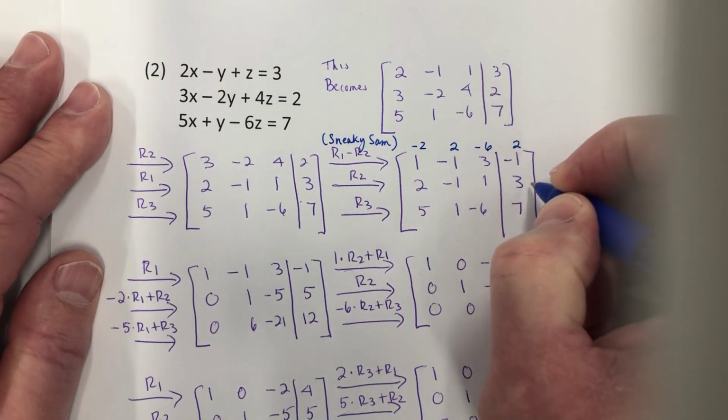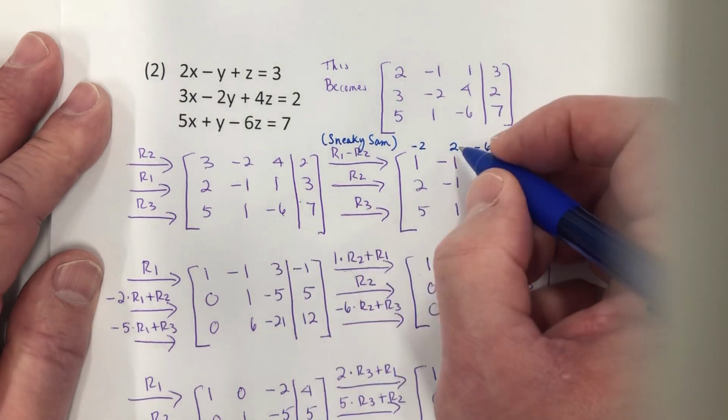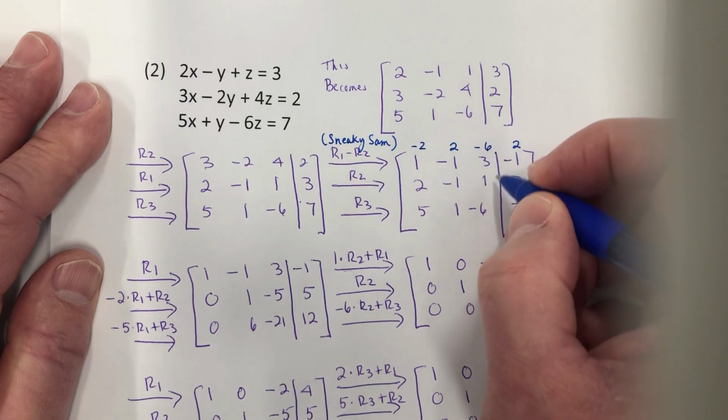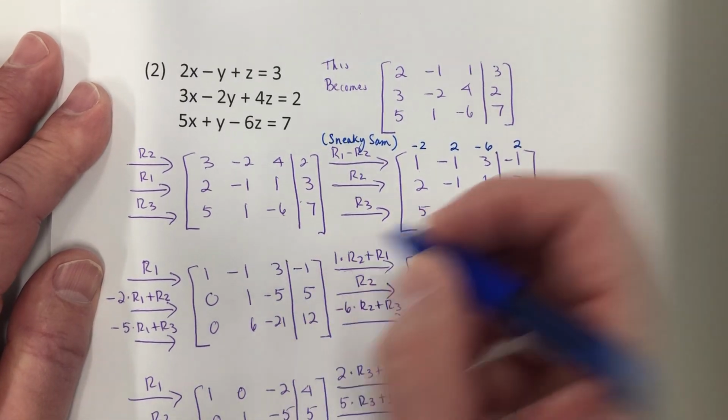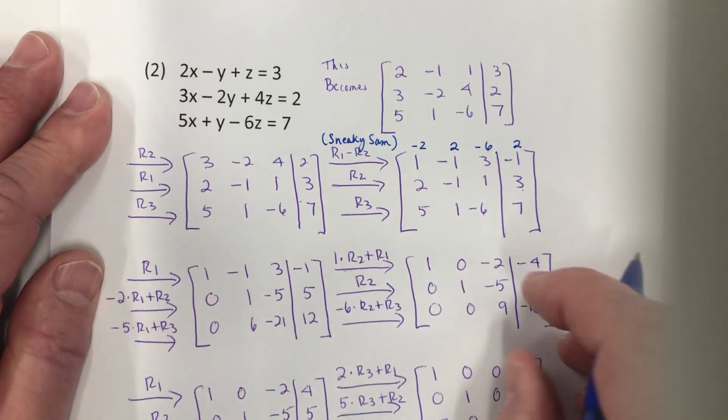So we add the blue numbers to the middle row. Negative 2 plus 2 makes 0. Positive 2 plus negative 1 makes 1. Negative 6 plus 1 makes negative 5. And 2 plus 3 makes positive 5. So that's our new second row.